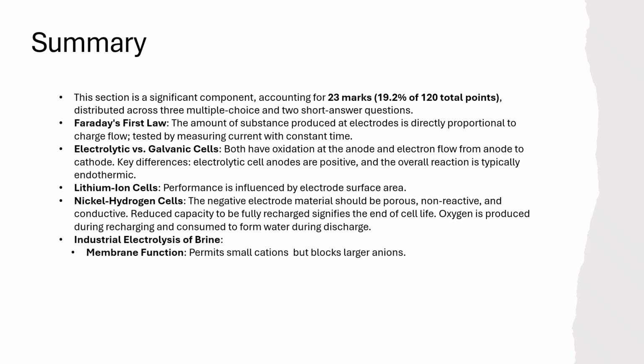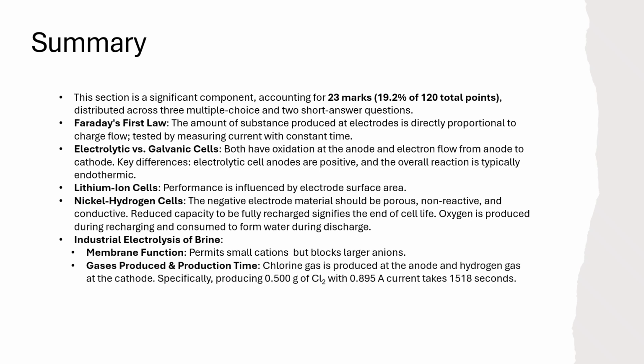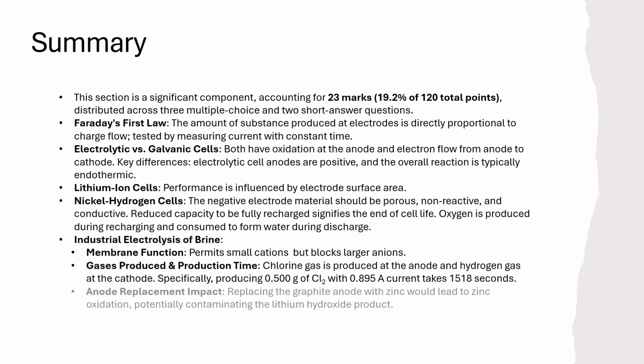Industrial electrolysis of brine, membrane function: permits small cations, but blocks larger anions. Gases produced and production time: chlorine gas is produced at the anode, and hydrogen gas at the cathode. Specifically, producing 0.500 g of Cl2 with 0.895 A current takes 1,518 seconds. Anode replacement impact: replacing the graphite anode with zinc would lead to zinc oxidation, potentially contaminating the lithium hydroxide product.